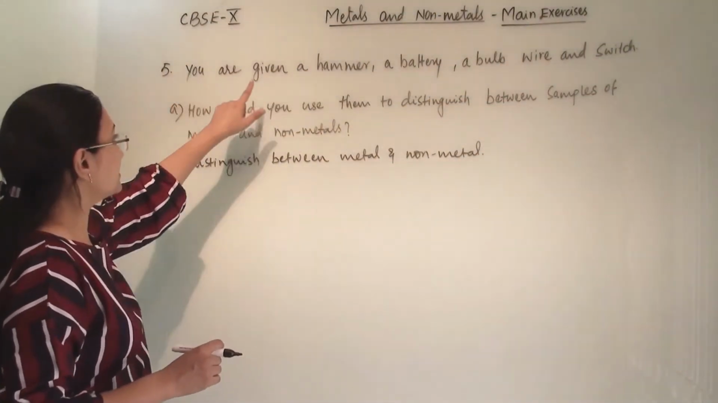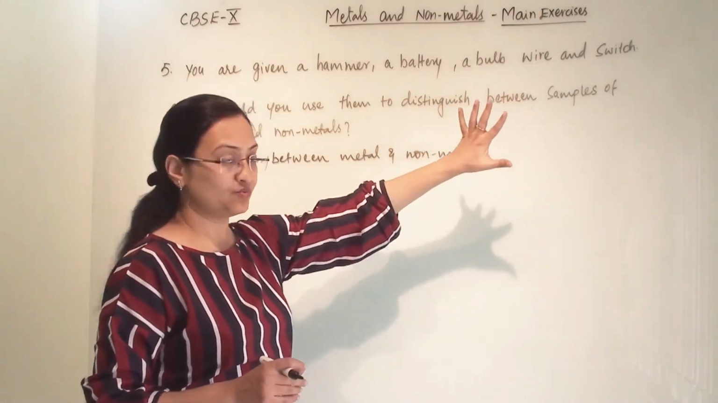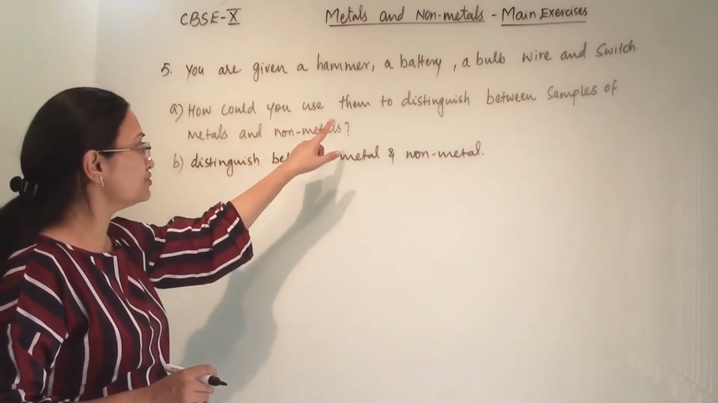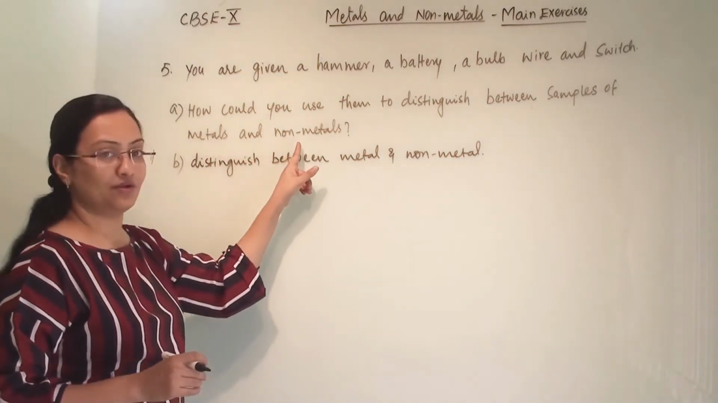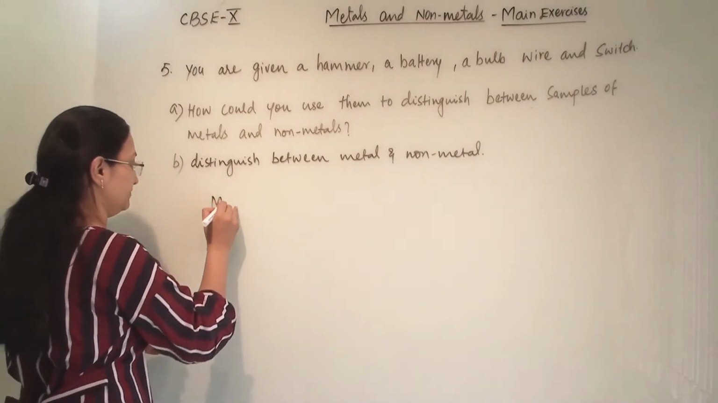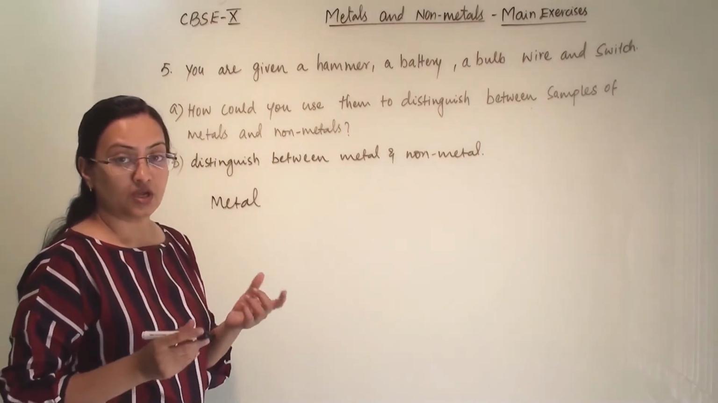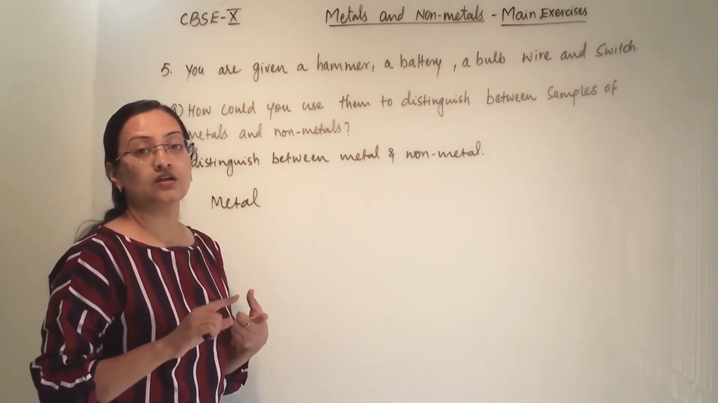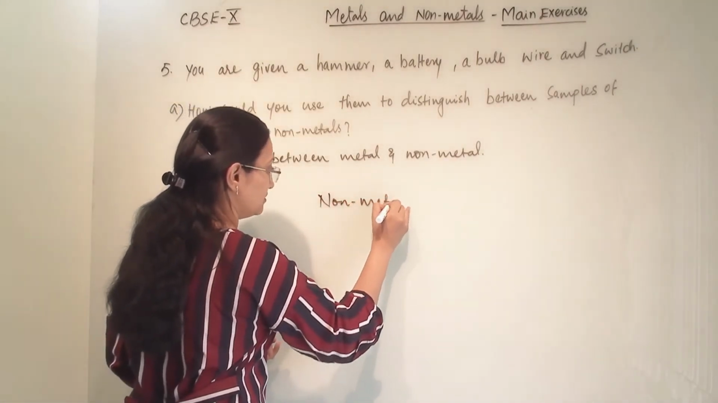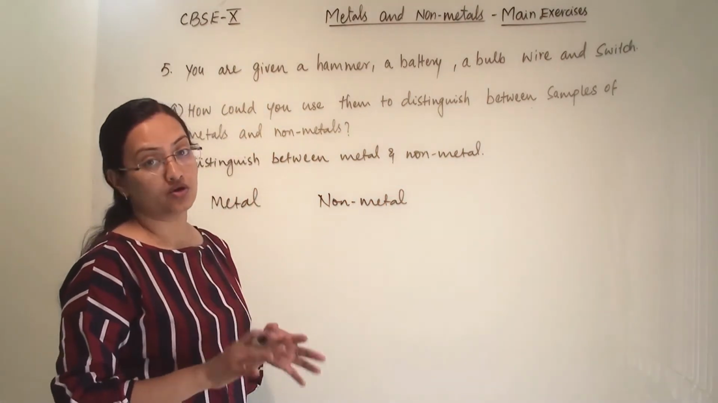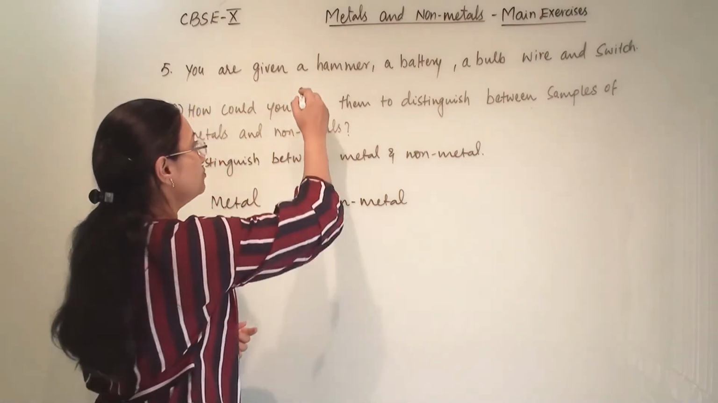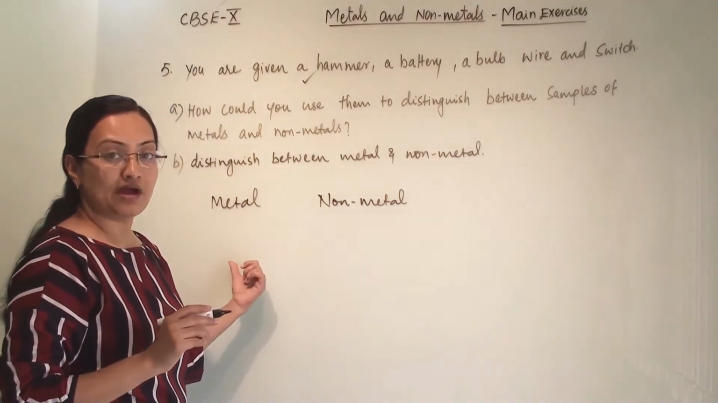Fifth question is, you are given a hammer, a battery, bulb, wire and a switch. With the use of these materials, how could you distinguish between samples of metal and non-metal? First of all, with a hammer, we can beat a metal, we can make a thin sheet, we can draw it into a wire. So metals are malleable and ductile, whereas non-metals are brittle. They are non-malleable and non-ductile, so we cannot make sheets out of them and we cannot draw them into a wire. So with the use of a hammer, we can identify metal and non-metal.